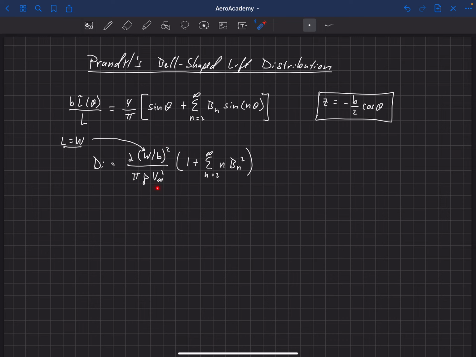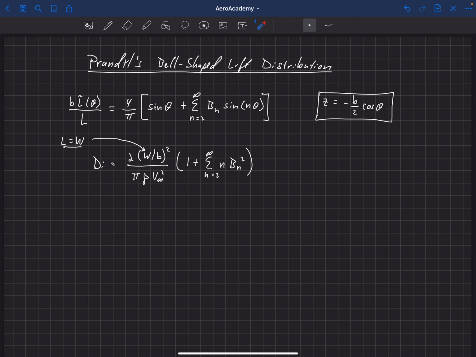So we've got the weight divided by the wingspan squared divided by pi, rho is the density, V is the velocity. And then it depends, of course, on all of these Fourier coefficients what your induced drag is going to be. And this equation just comes directly from lifting line theory. If we can define a lift distribution like this, we know how the induced drag is related to this Fourier sine series here. And in fact, from lifting line theory, you can show that this is the induced drag if you know what each of these Fourier coefficients are.